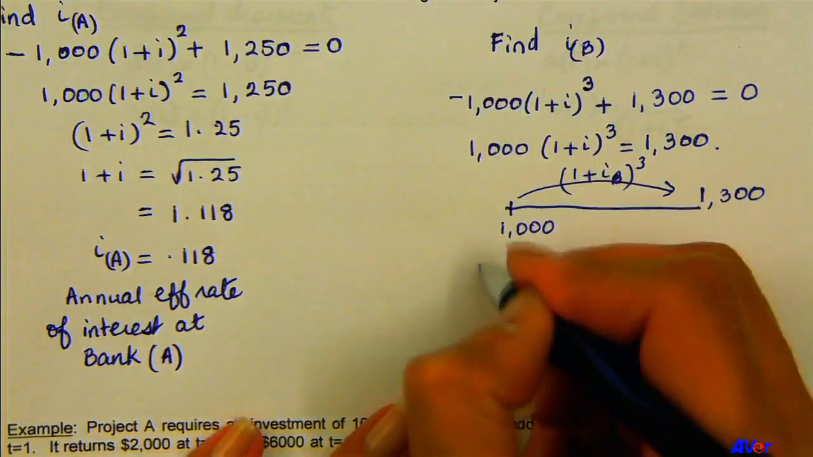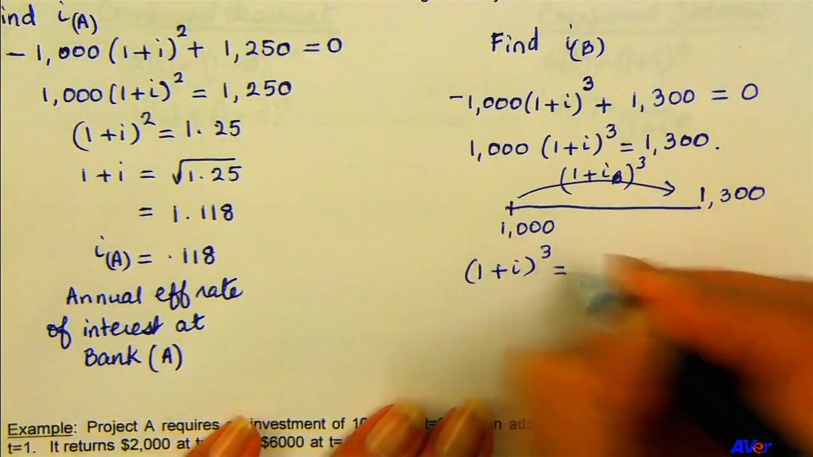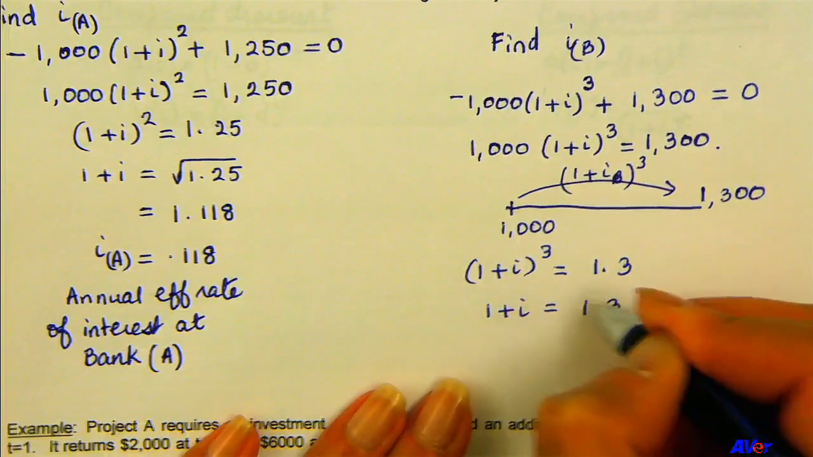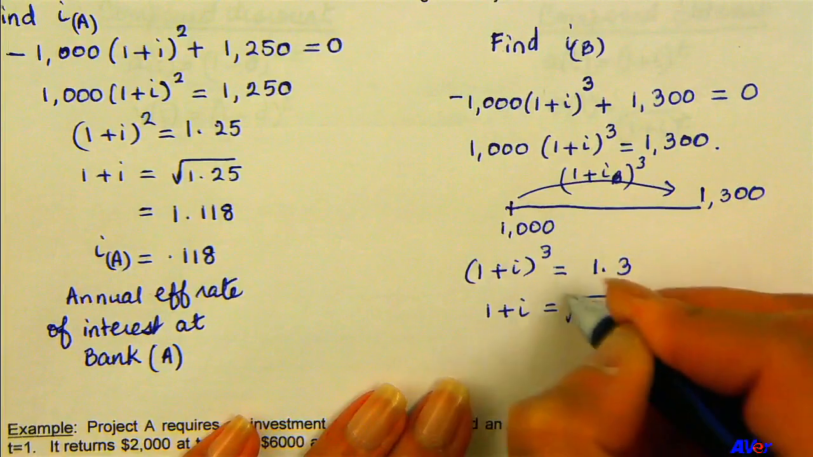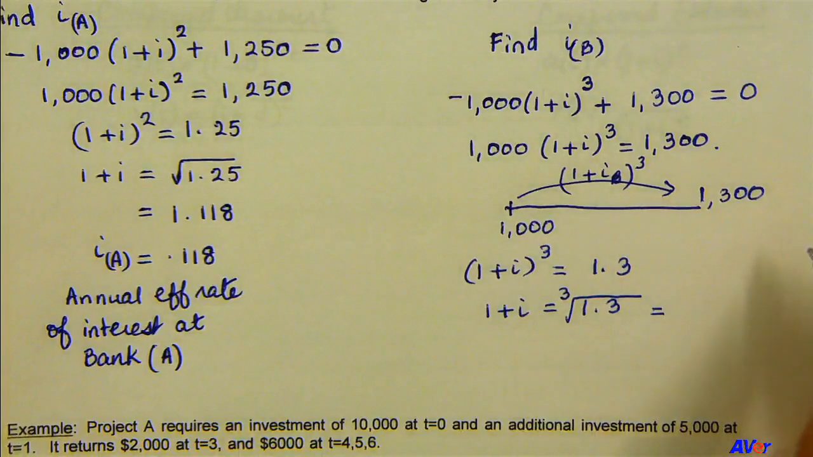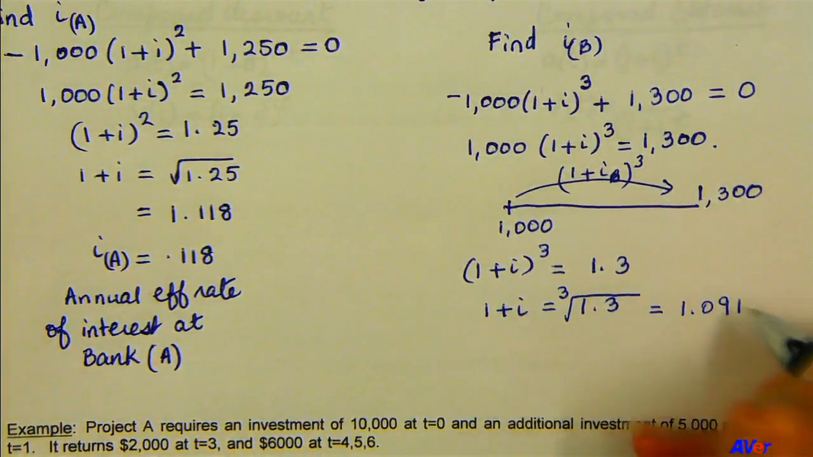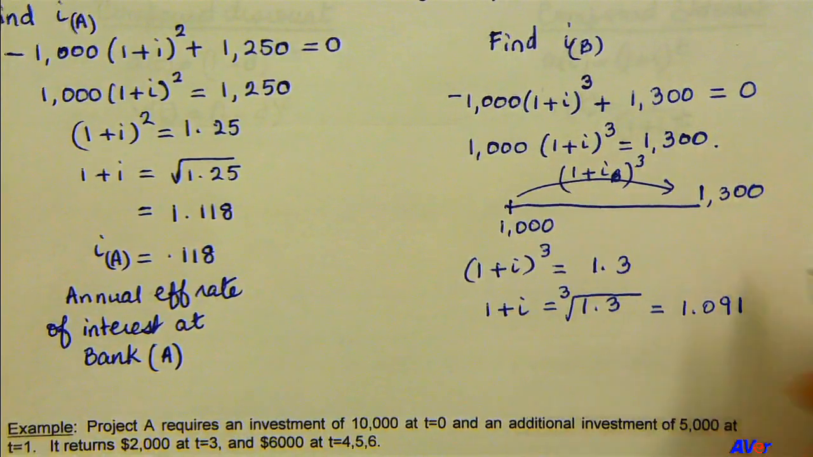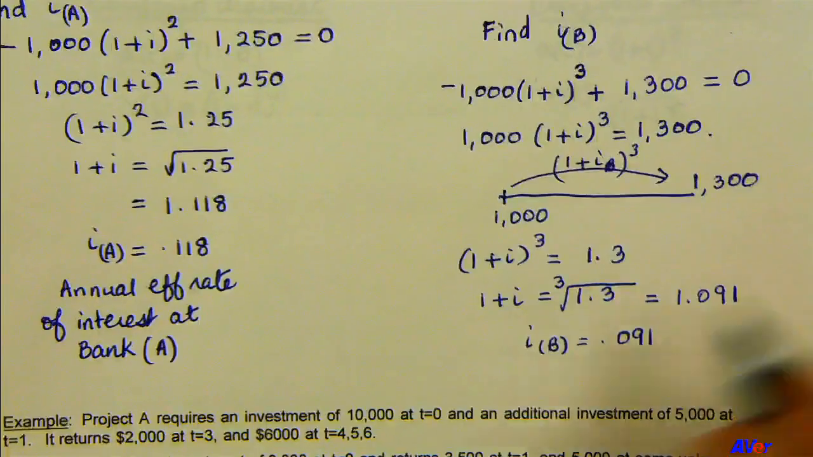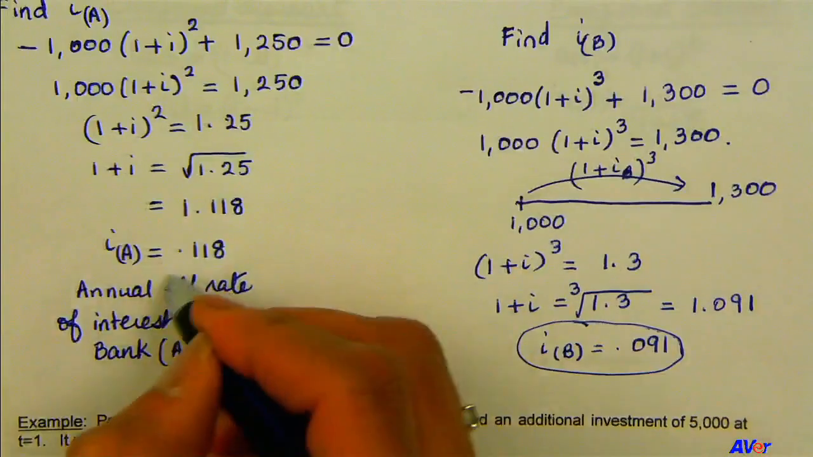So what is it? 1 plus I cubed equals 1.3. 1 plus I equals 1.3 cube root. And that is what? 1.3 raised to the 0.33333 is 1.0914. So IB equals 0.091. So option A is better, just like we said before.